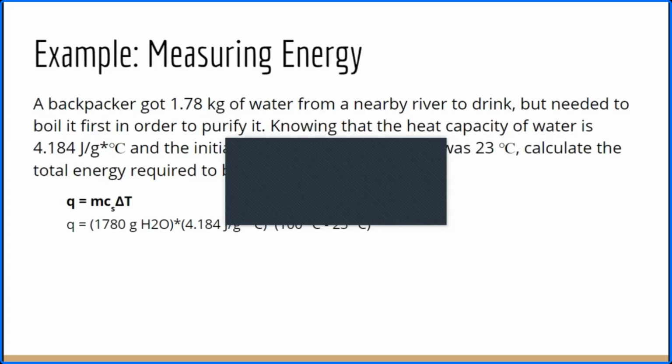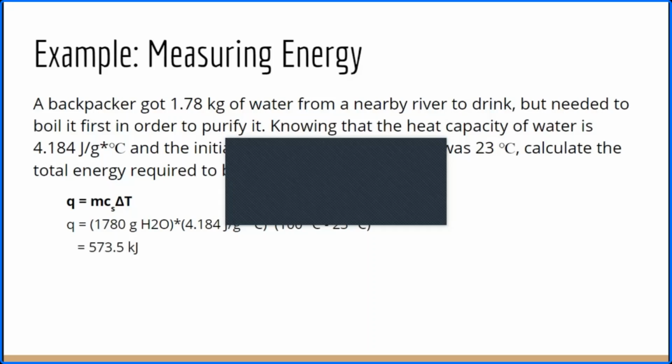Here you see I've converted from kilograms to grams just by multiplying that value by 1,000. So we have 1,780 grams of water multiplied by 4.184 joules per degrees Celsius. And then we have 100 degrees Celsius, which is our final temperature, minus our initial temperature, which is 23 degrees Celsius. If you plug that into a calculator here, we get Q is equal to 573.5 kilojoules. So that's quite a bit of energy that's required to bring water to a boil.